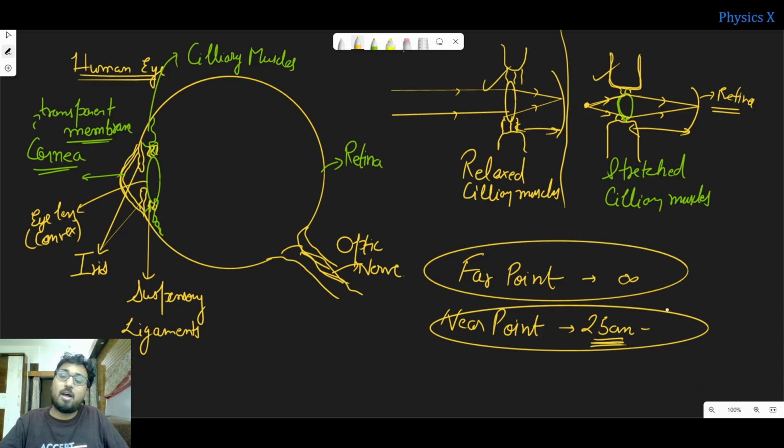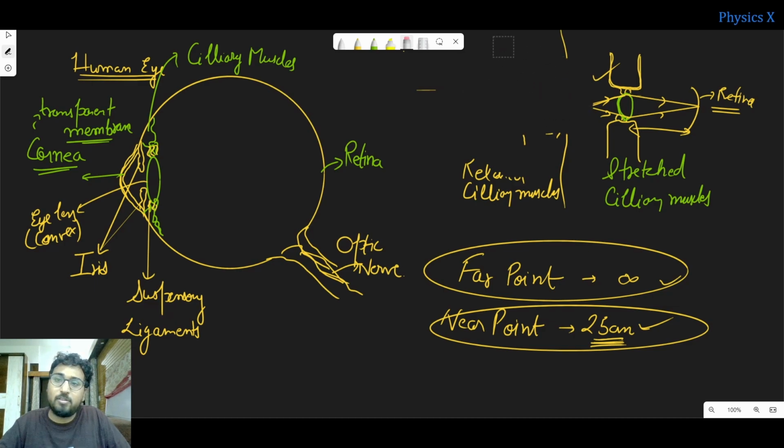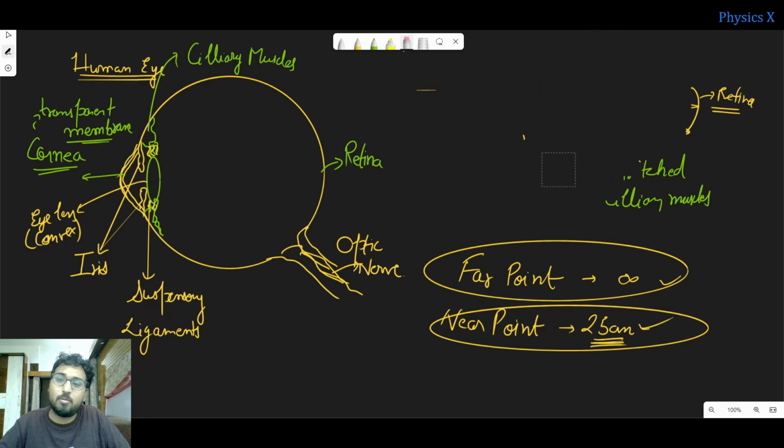When the near point and far point of the eye get disturbed, we say that the eye is suffering from a defect of vision. We have already seen the uses of convex and concave lenses, where we saw myopia, that is short sightedness, and hypermetropia, that is long sightedness. But we will see defects of vision in detail later. For now, you have understood the concept of ciliary muscles and how they are responsible for the power of accommodation of the human eye. This is how your eye is able to see properly.